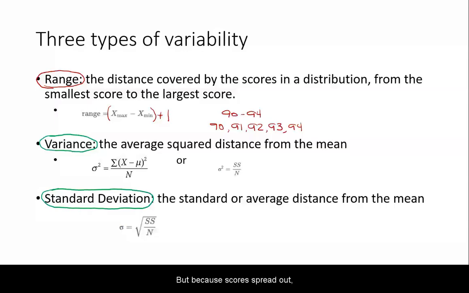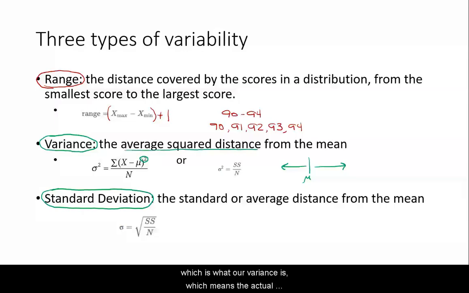But because scores spread out, remember the mean is in the middle, so scores spread out pretty evenly, scores below the mean versus scores above the mean. If we were just to add those up, we would always get 0. So to account for this, instead of just subtracting and adding it up, we're going to subtract each score from the mean and then square it to get rid of those negatives, to get rid of that zero-sum game.